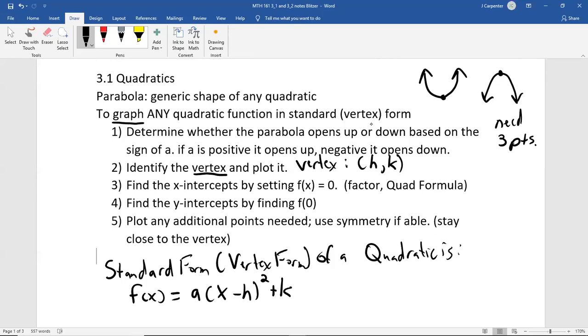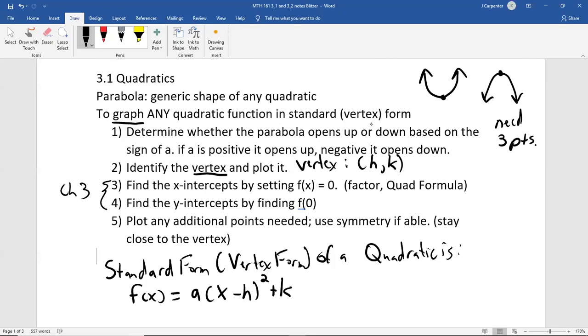So identify the vertex. All you gotta do is this number and this number. There you go, there's your vertex. Be careful with the signs. Step 3 and 4. These are going to be very common steps in chapter 3. These two steps are in pretty much everything of chapter 3.